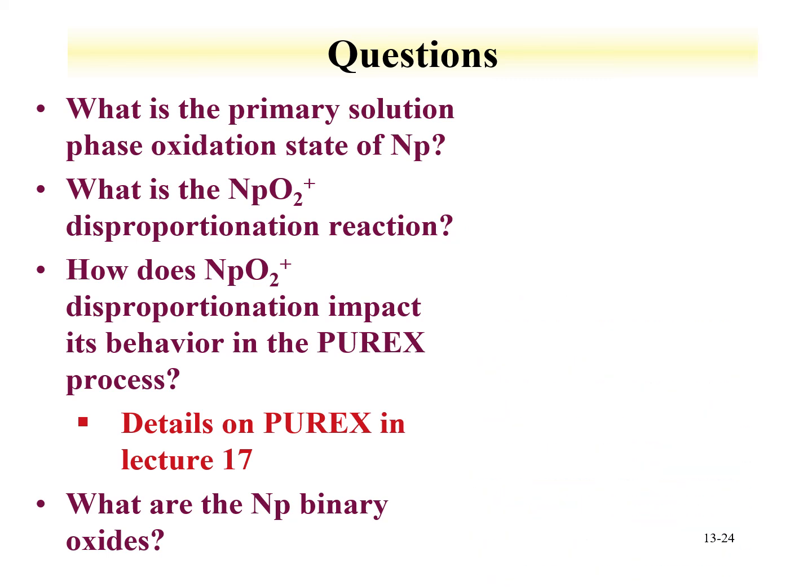And then finally, another example of a question is, what are the Neptunium binary oxides? Unlike uranium, where we saw many uranium oxide species, for Neptunium we only see two: this Neptunium-5 Np2O5 and this Neptunium-4 NpO2 compound.